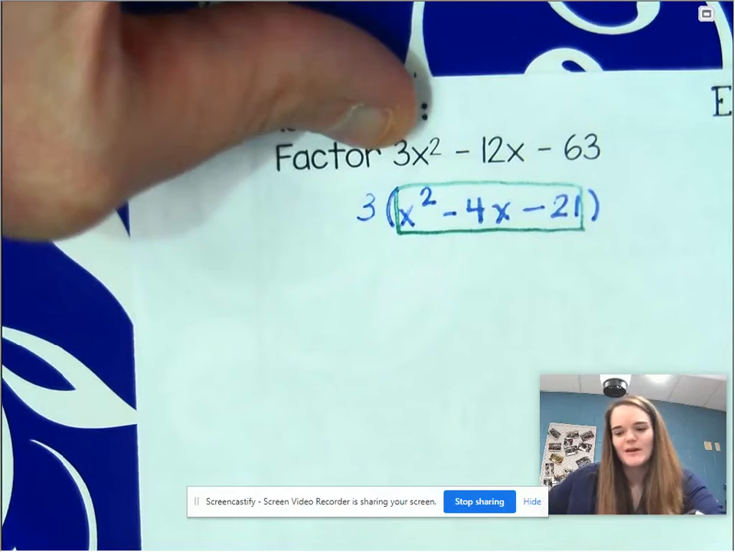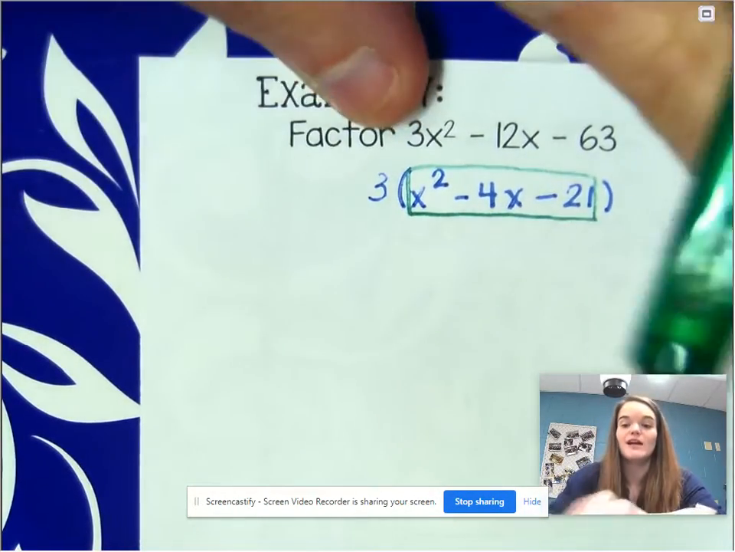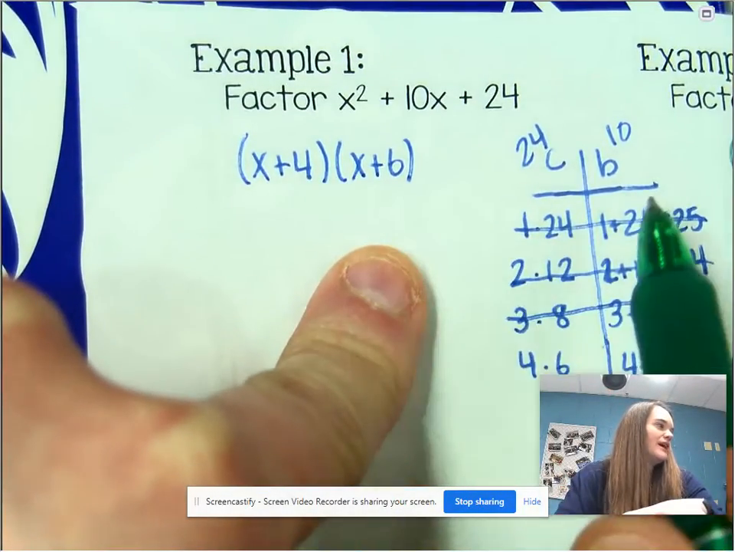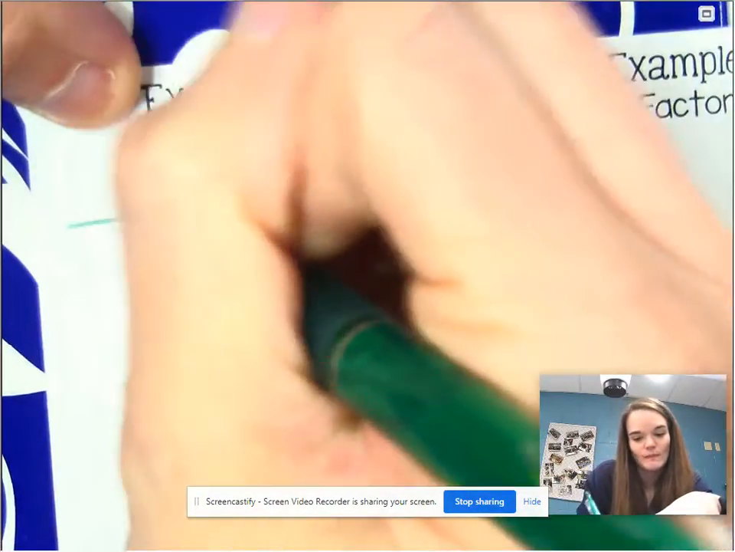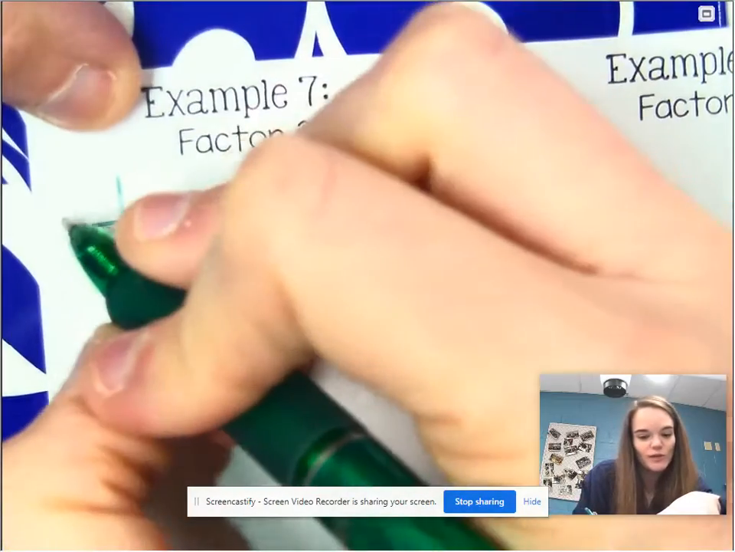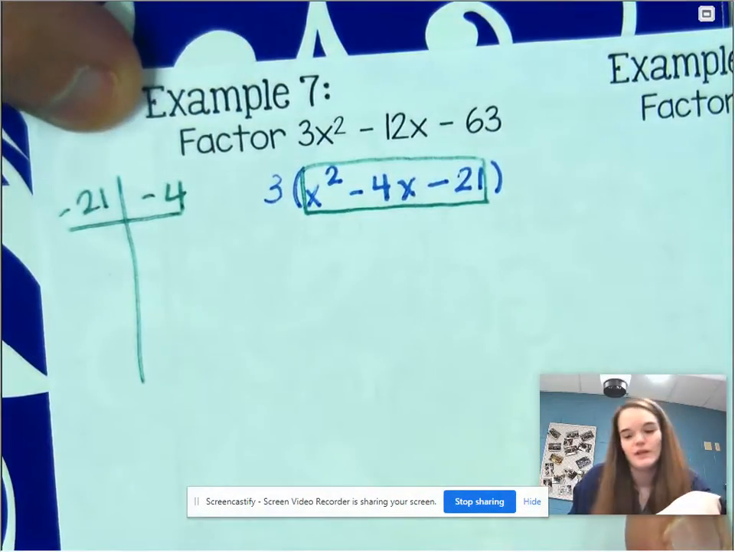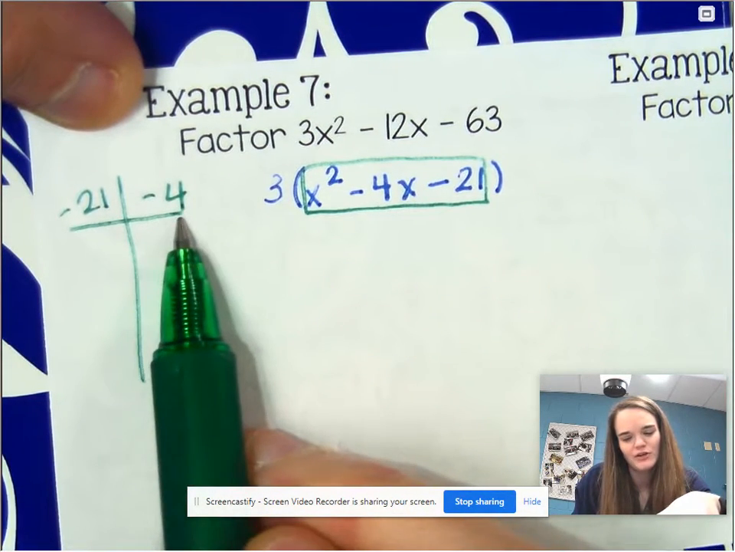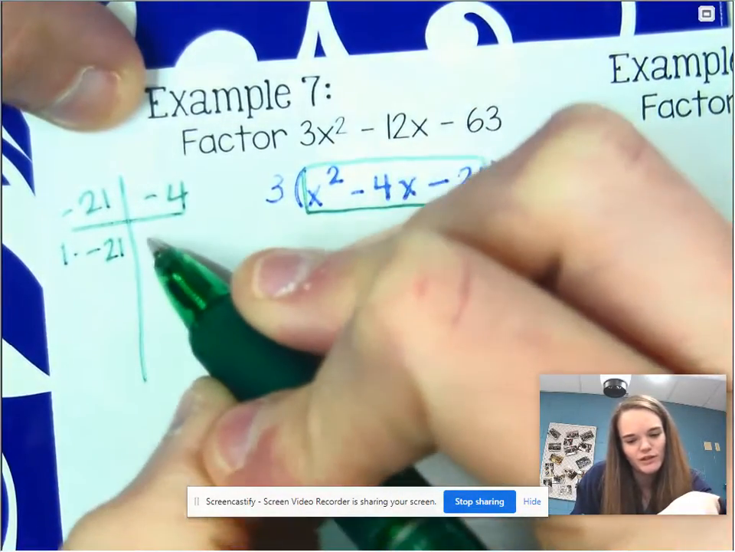Now, the best thing about factoring this inside the parentheses is that it is like the form x squared. It's like these. So I don't have to do the whole break it into 2. I'm just going to find the factors when it's like that. So let's do that. Factors of negative 21 and add to negative 4. Negative 21, so one's going to be positive, one's going to be negative. The bigger number is going to be negative. So 1 times negative 21.